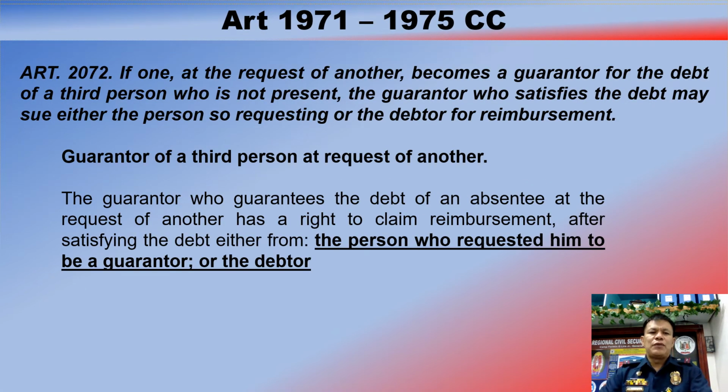Article 2072 provides: if one, at the request of another, becomes a guarantor for the debt of a third person who is not present, the guarantor who satisfies the debt may sue either the person so requesting or the debtor for reimbursement. Guarantor of a third person at request of another. The guarantor who guarantees the debt of an absentee at the request of another has a right to claim reimbursement after satisfying the debt, either from the person who requested him to be a guarantor or from the debtor.